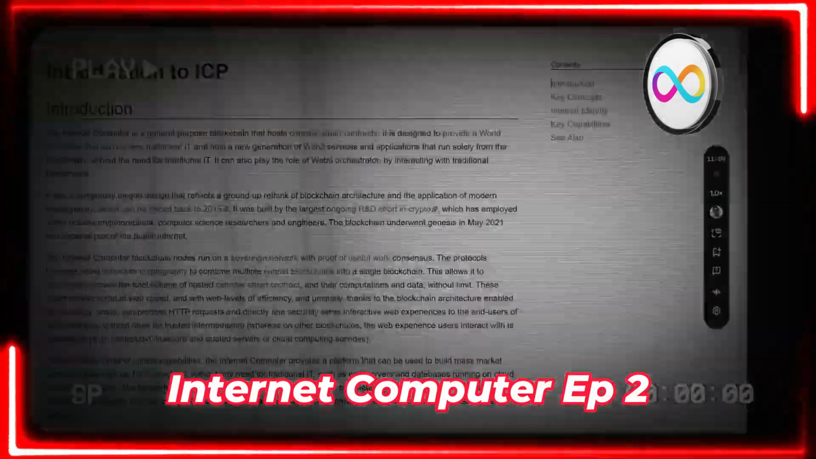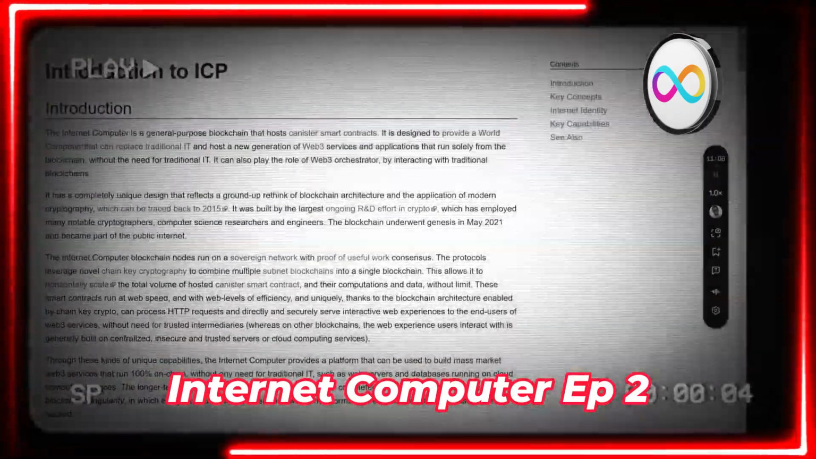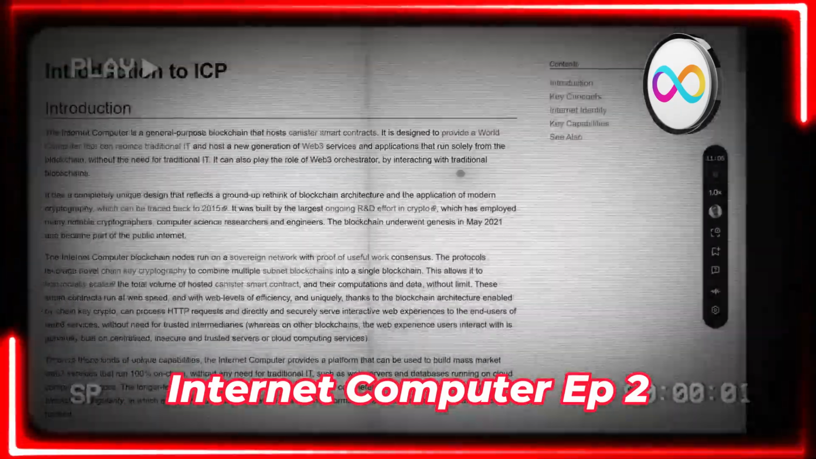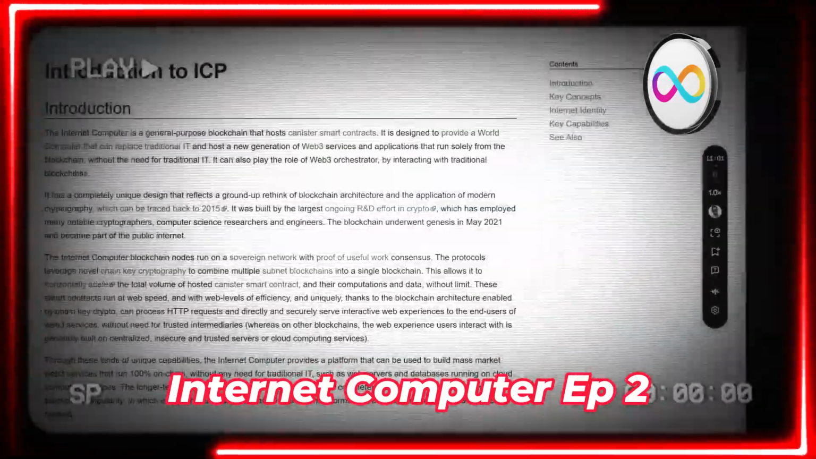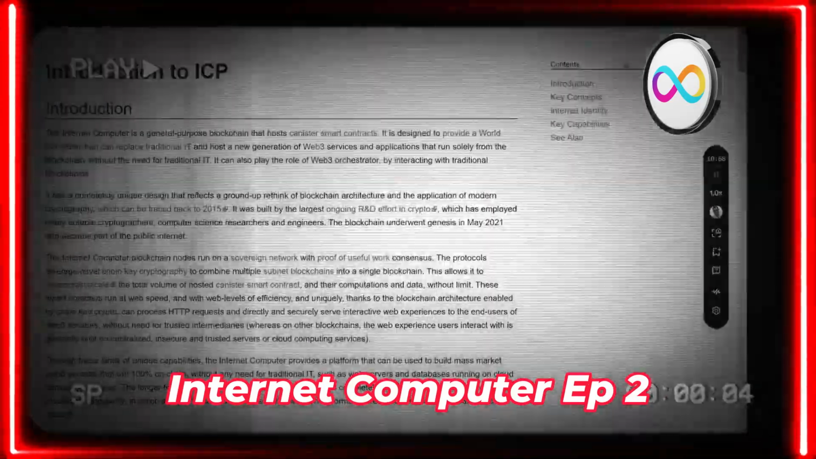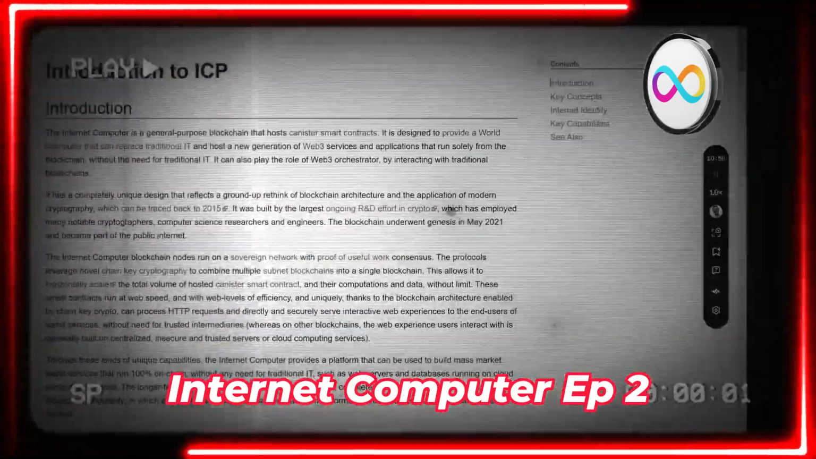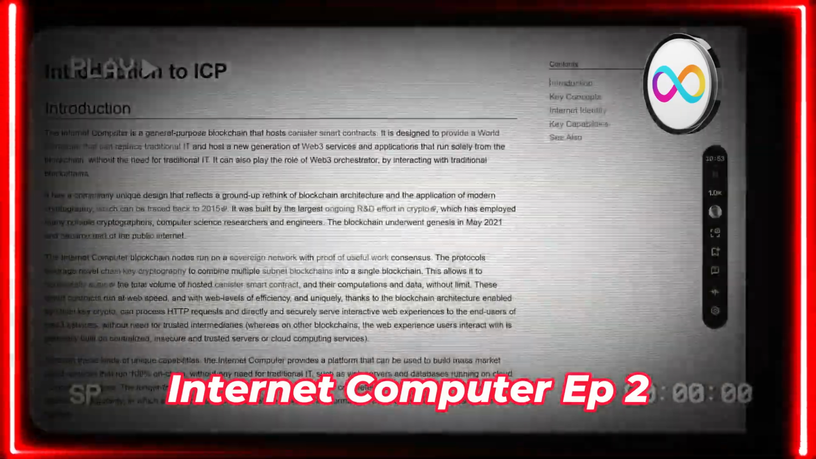It has a completely unique design that reflects a ground-up rethink of blockchain architecture and the application of modern cryptography, which can be traced back to 2015. It was built by the largest ongoing R&D effort in crypto, which has employed many notable cryptographers, computer science researchers, and engineers. The blockchain underwent genesis in May 2021 and became part of the public internet.